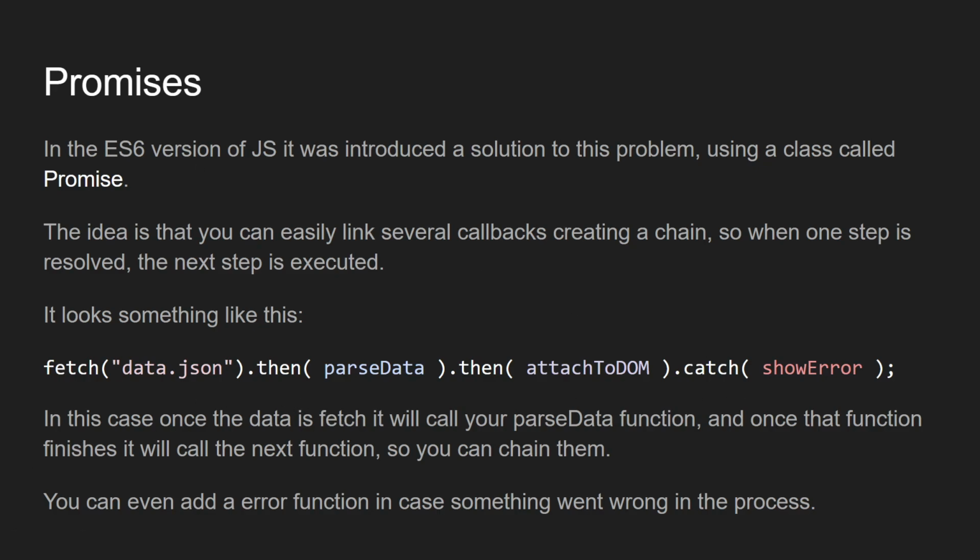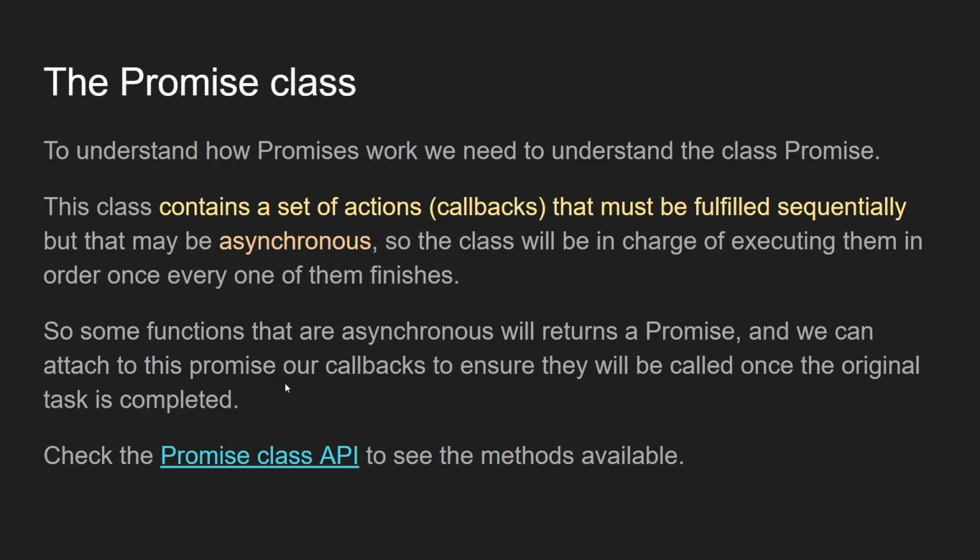So what they did was create this promise class, and when you have a function that is going to use a callback, you can return a promise attached to that callback. I will show you how to do that. So they can put the .then. So this function fetch returns a promise. Okay, let's go a little bit deeper.